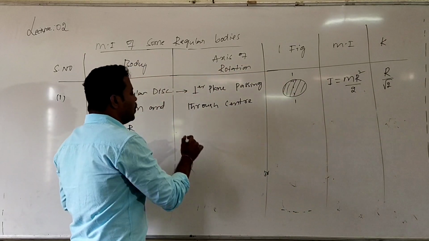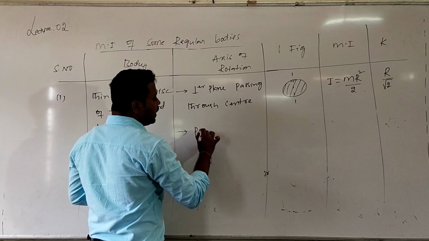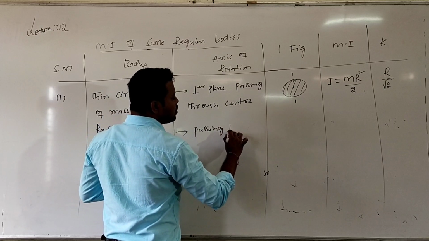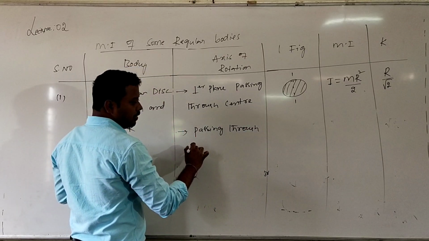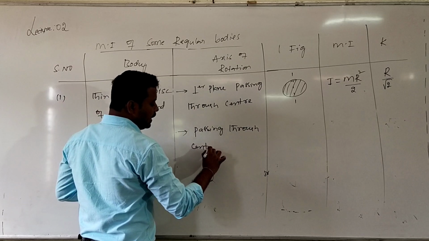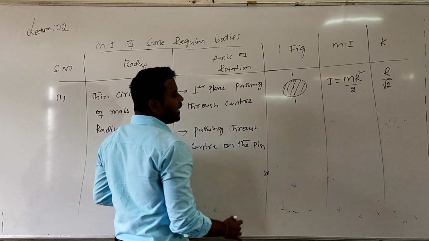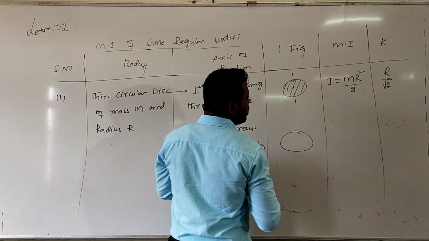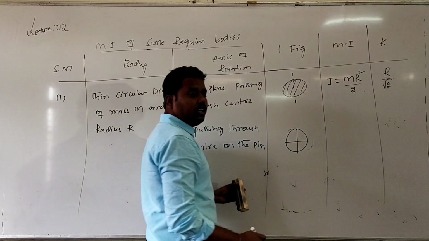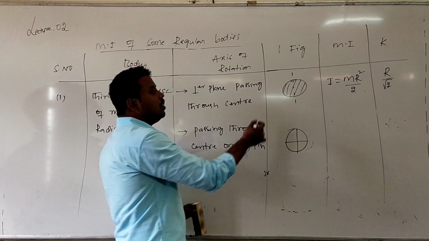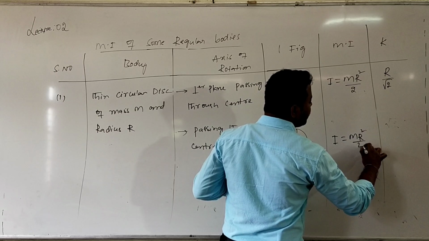Let us suppose one more axis. I want to calculate about an axis passing through the center and lying in the plane. So how can I calculate on the plane? Otherwise, I can also call it about any diameter. About any diameter, the moment of inertia is exactly half of the value perpendicular to the plane, which is given by mr square by 4.